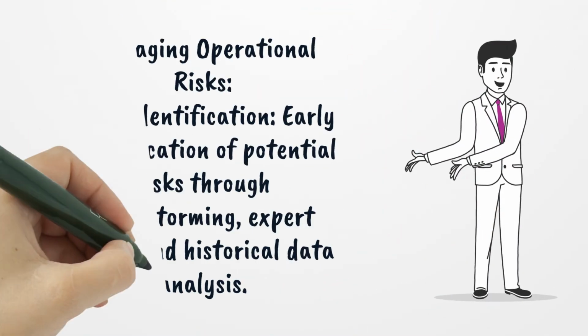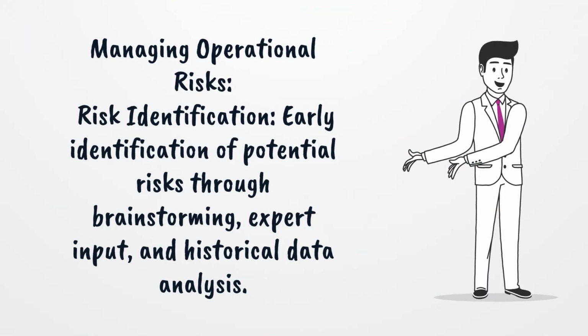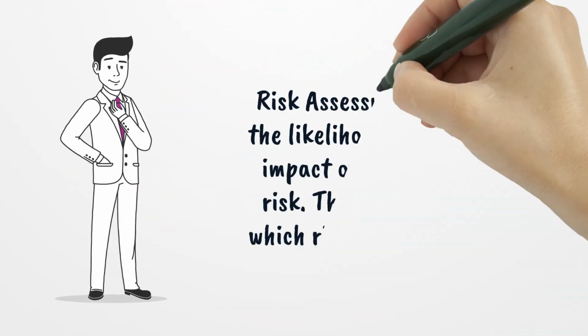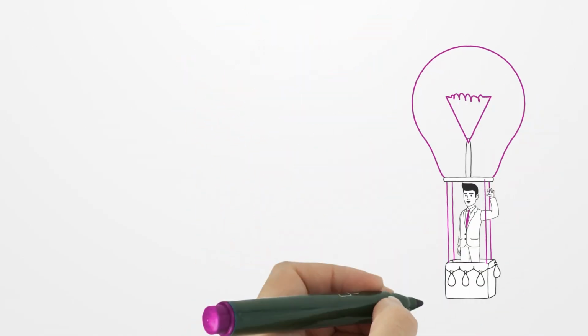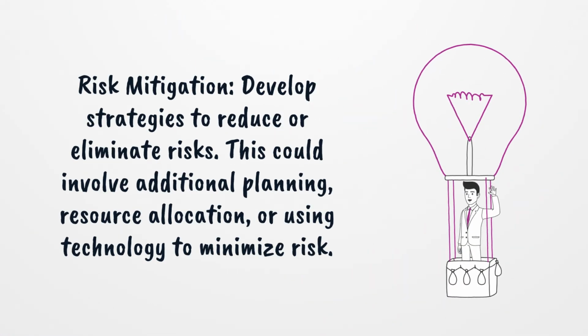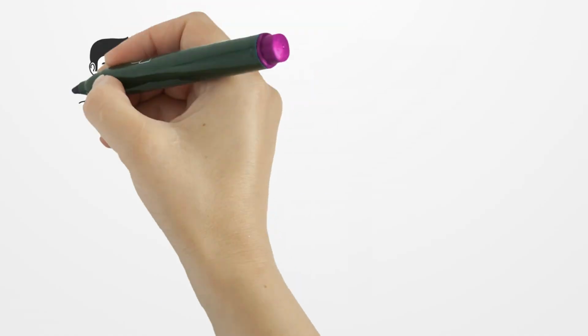Managing operational risks. Risk identification, early identification of potential risks through brainstorming, expert input, and historical data analysis. Risk assessment, evaluate the likelihood and potential impact of each identified risk. This helps prioritize which risks to address first. Risk mitigation, develop strategies to reduce or eliminate risks. This could involve additional planning, resource allocation, or using technology to minimize risk.